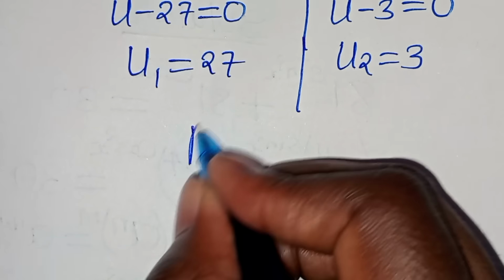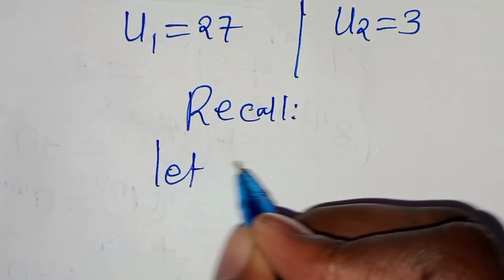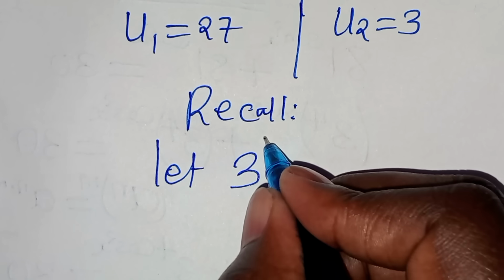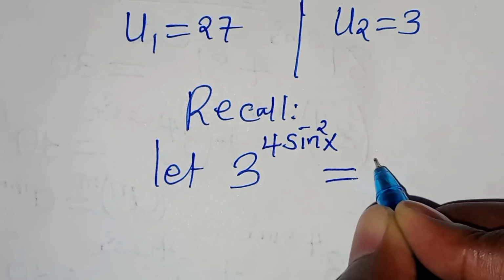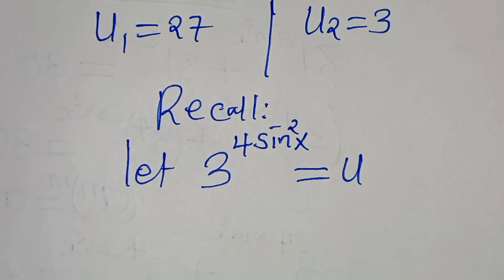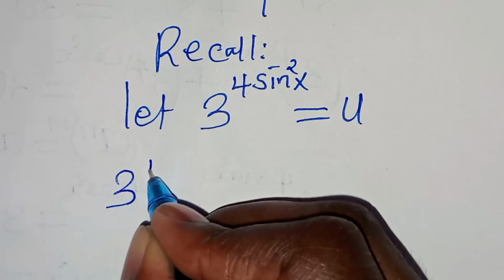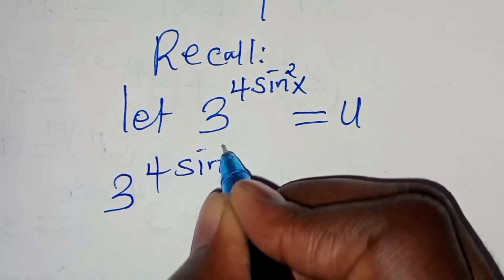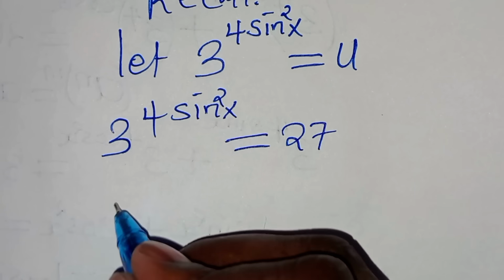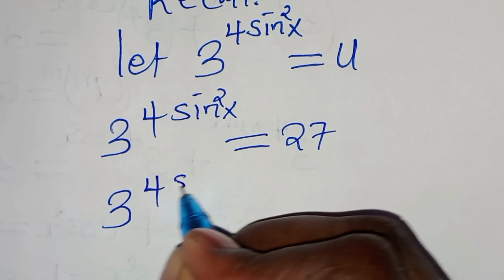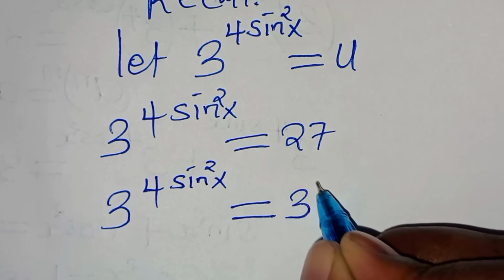Now, if you recall, we have seen that we let 3 to the power of 4 sine squared x be equal to u. Now let's substitute with u1 here, so that we have 3 to the power of 4 sine squared x equal to 27, which is 3 to the power of 3.